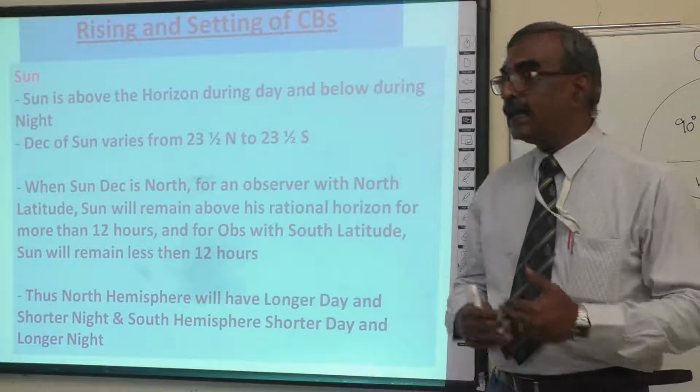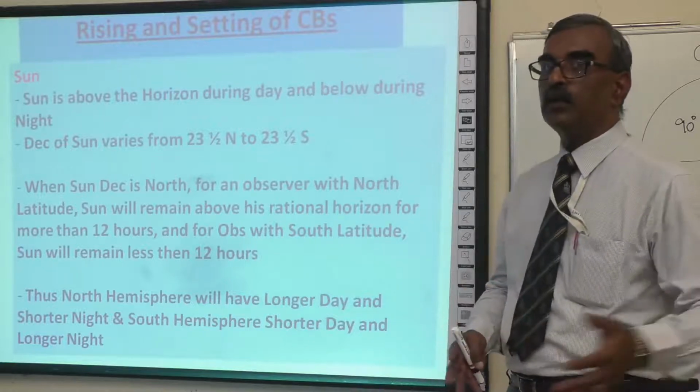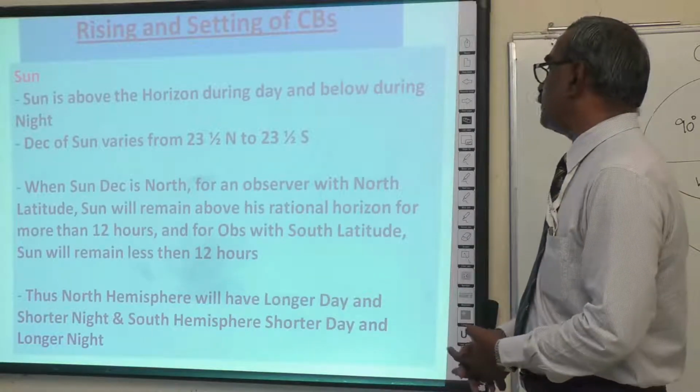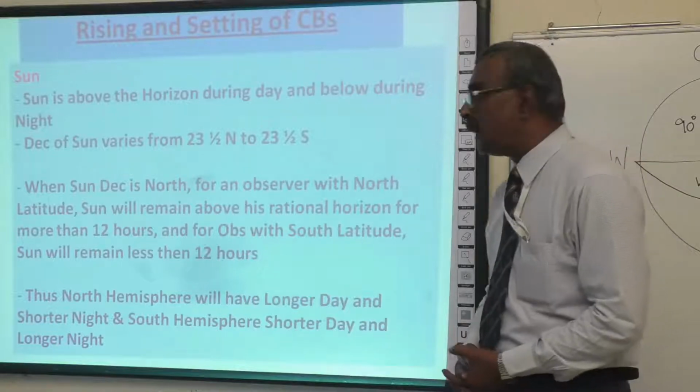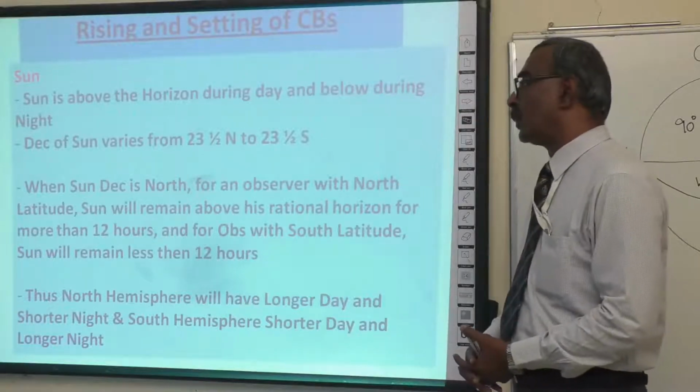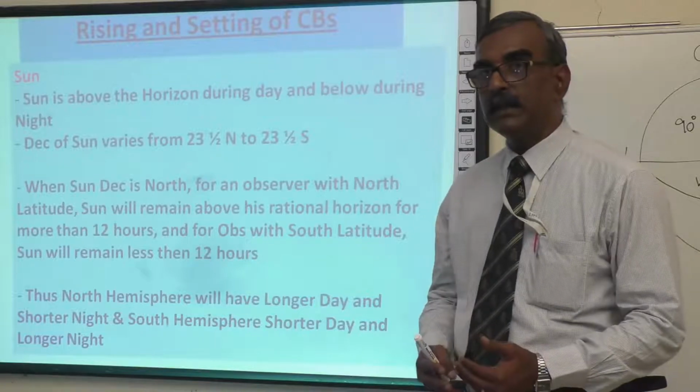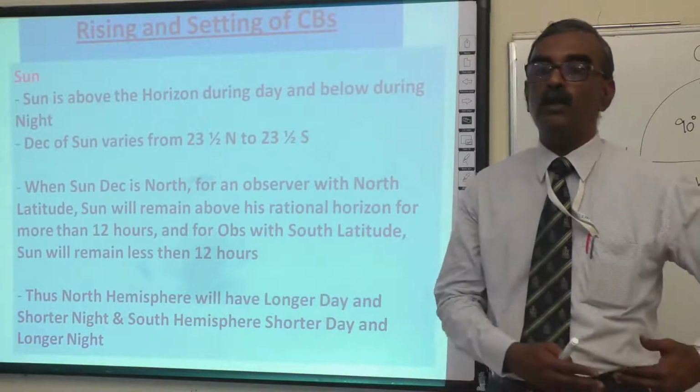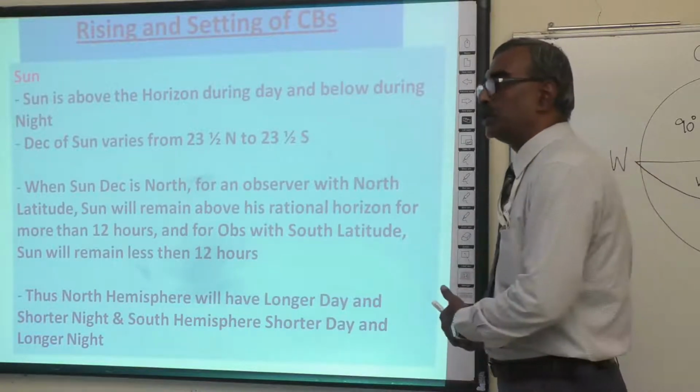When the Sun's declination is north, as I mentioned a few slides back, for an observer with north latitude, the Sun will remain above his rational horizon for more than 12 hours. The reason is, for an observer who has a north latitude, the Sun's declination is also north.